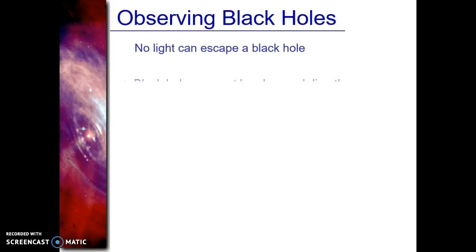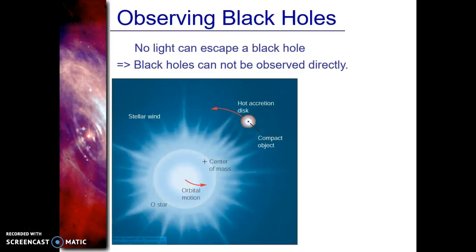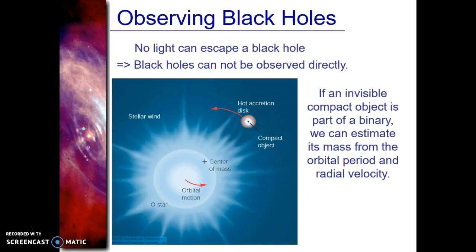Since no light can escape a black hole, we cannot observe them directly. So how do we observe them? We look for binary star systems where mass flows into a compact object and it gives off X-rays. If the mass of a compact object is greater than 3 solar masses, the object cannot be a neutron star and is probably a black hole. And guess what? Many of those objects have been identified.